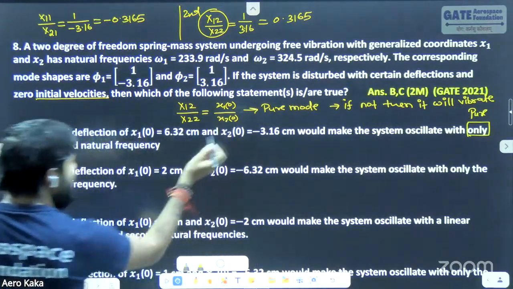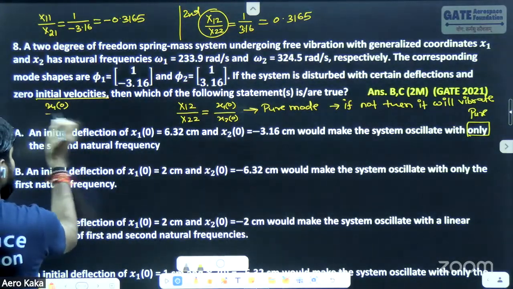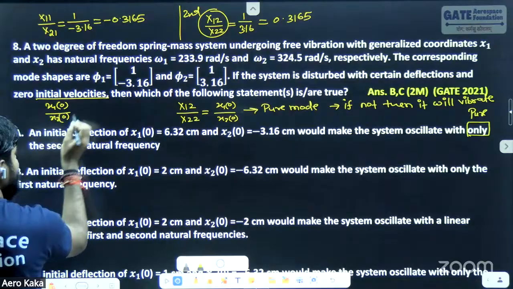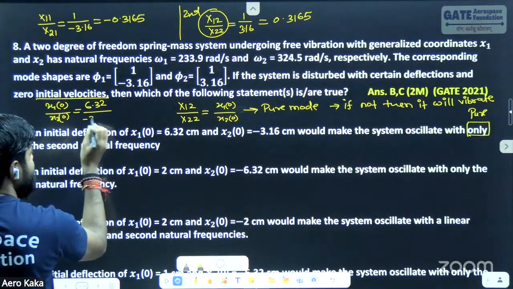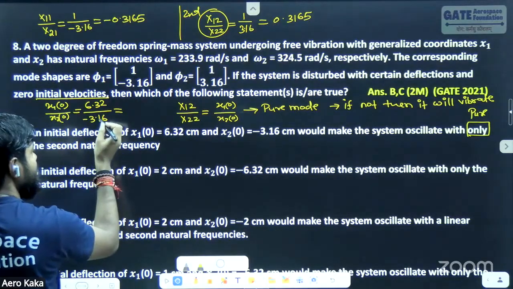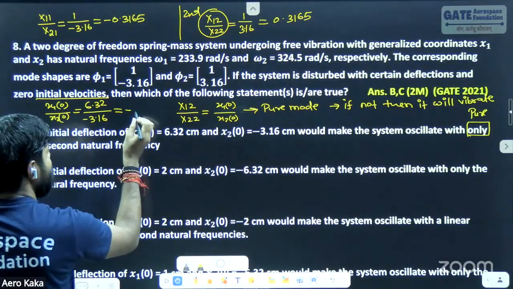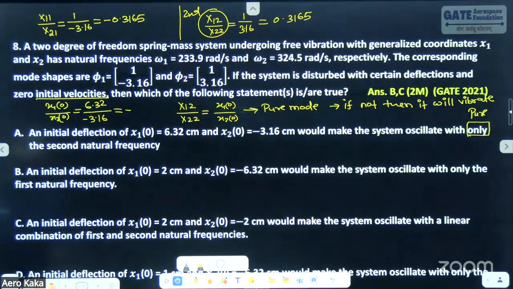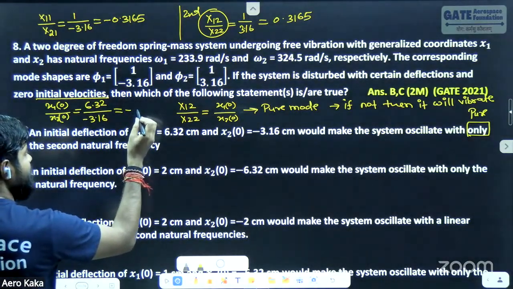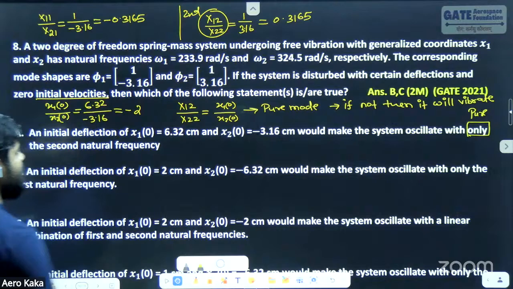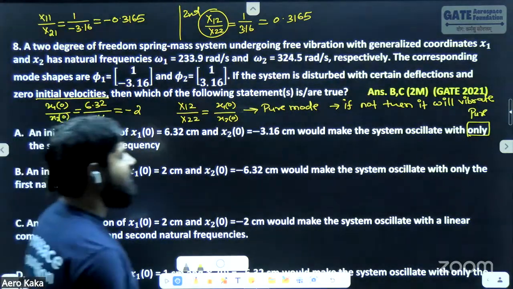So what is this value? Calculate x10 upon x20. We are getting how much? 6.32 divided by minus 3.16. How much are we getting? Exactly 2. 16 twos are 32. Yes, minus 2, right? Are you getting it or not?